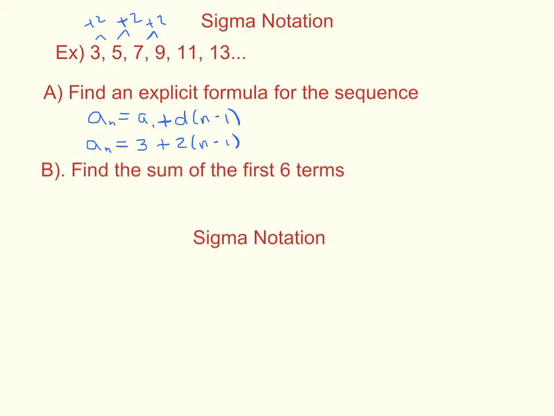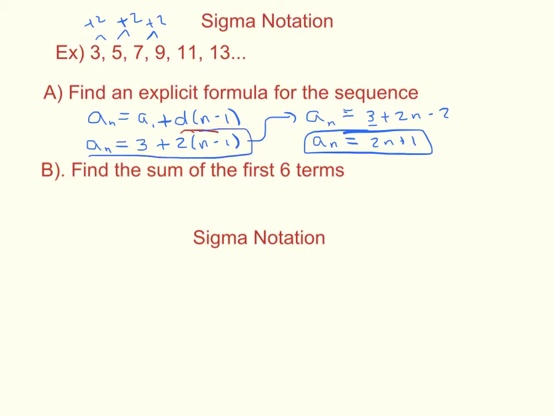Sometimes people like to clean it up a little bit. You don't have to do this, but some people like to distribute that 2 there, and then rewrite this as a sub n equals 3 plus 2n minus 2, and then they might add the 3 and the minus 2, so you get 2n plus 1. So either one is fine. I might just use this. Actually, any of the 3 is fine.